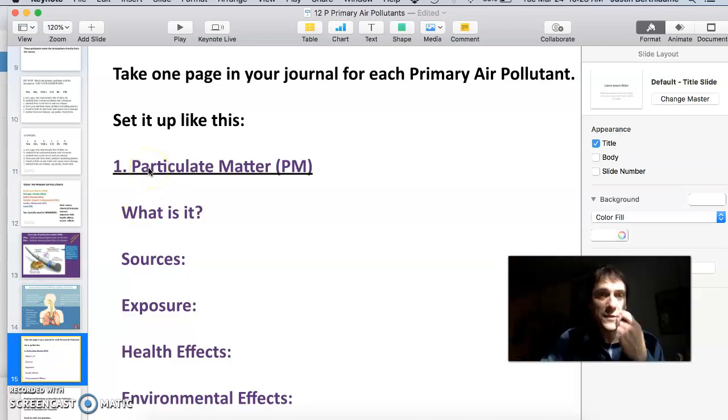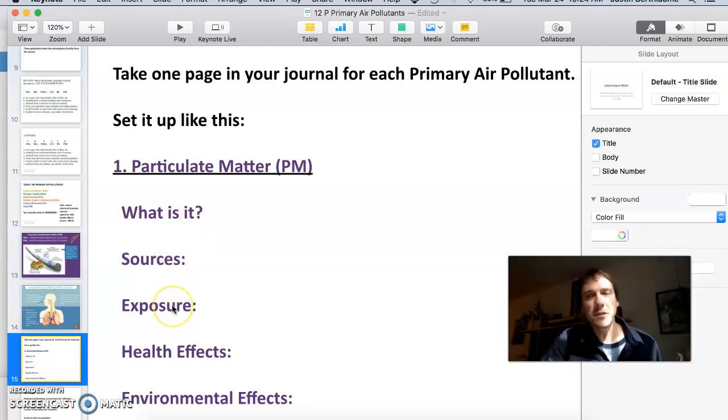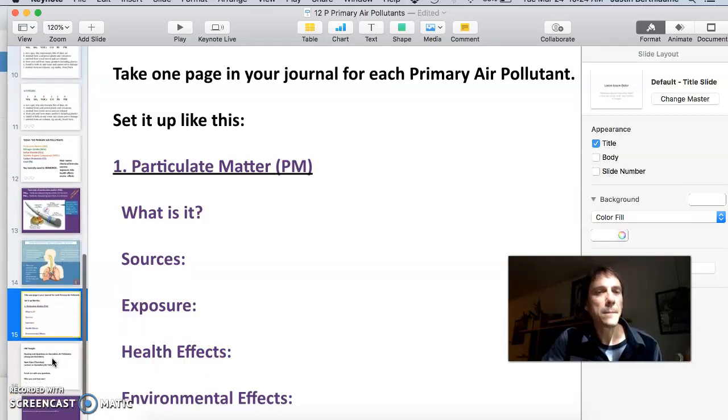On the first page, you'll have particulate matter, and you'll explain what it is. Skip a few lines, sources, where it comes from. Skip a few lines, exposure, health effects, and environmental effects. So set that up right now. You can pause the video, and I'm going to keep moving.